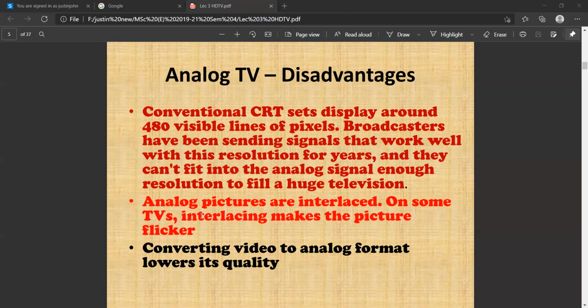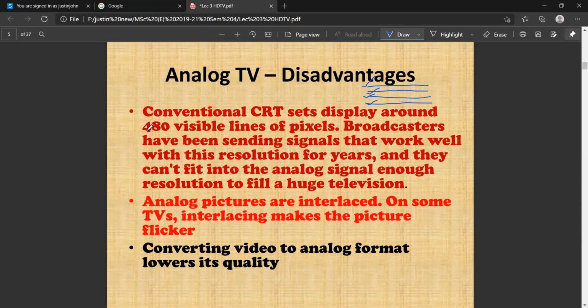Then the second disadvantage is that analog pictures are interlaced. What is interlacing? Suppose, as we have discussed, we have 480 lines. Let this be the first line, this the second line, this the third line, and this the fourth line. When a picture is shown, it is not shown fully in an analog television. Part of the picture, the first line and the third line, are shown at first. After a small interval of time, the second line and the fourth line are shown. This is called interlacing of pictures.